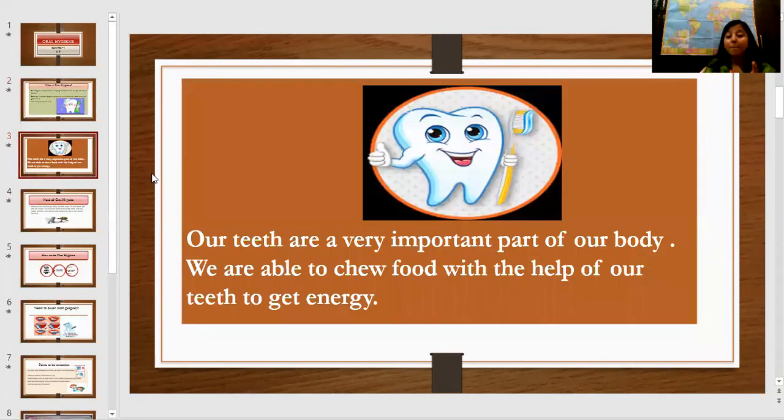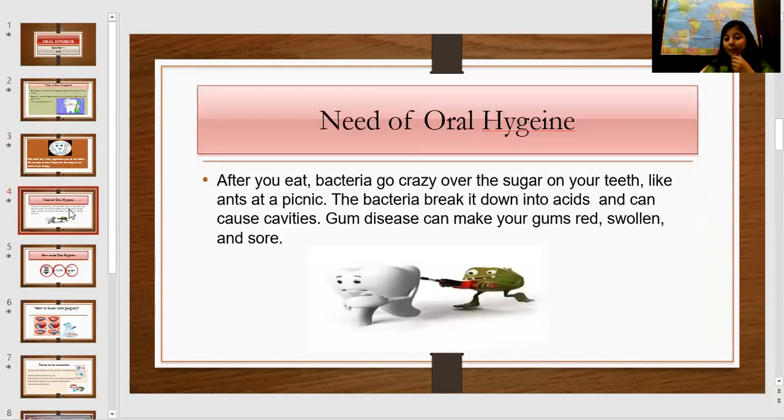So the next is, what is the role of our teeth? Our teeth are a very important part of our body. We are able to chew food with the help of our teeth to get energy. So you must be thinking, what is the need of oral hygiene? When you eat something, for example, fast food, chocolate, ice cream, or any sugary snacks, bacteria go crazy over the sugar on your teeth, like ants at a picnic. The bacteria break it down into acid and can cause cavities, which can create pain, which is very painful for you. Gum disease can make your gums red, swollen, and sore. So dear student, I think you can understand what is the need of oral hygiene.